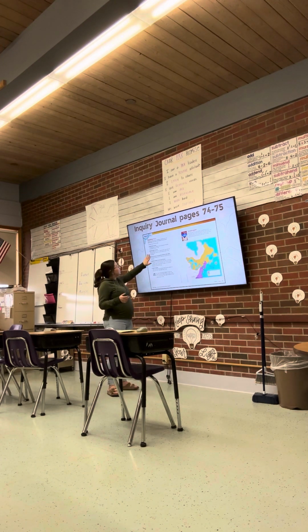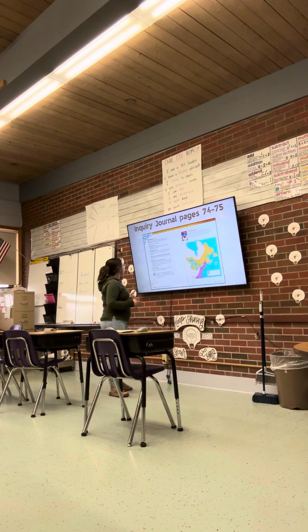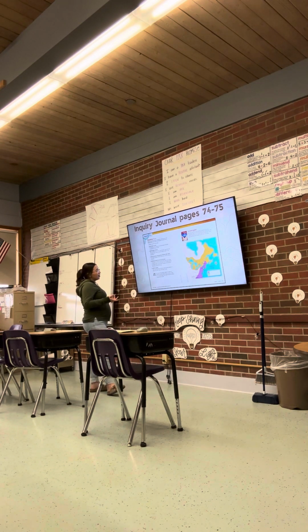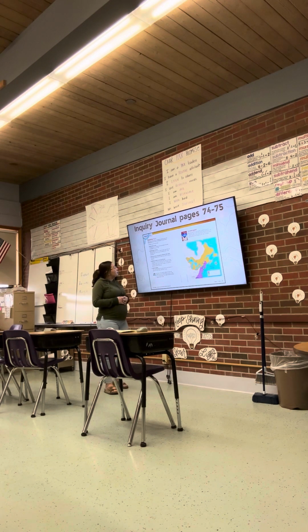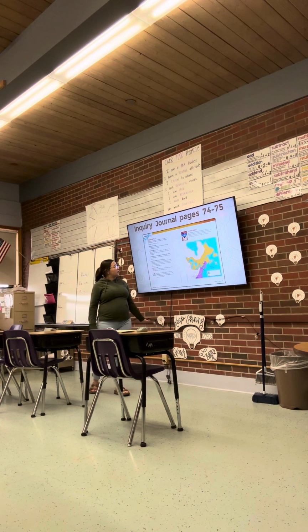Number 2, let's read the labels on the map. But we don't have labels, so we have to make our own, right? So we have to go back and look at who explored this area, who explored up this area, and who explored that area. Number 3, look for any places on the map shown with dots or other markers.